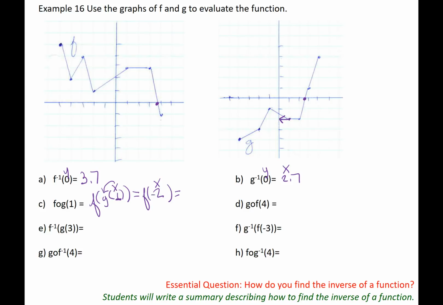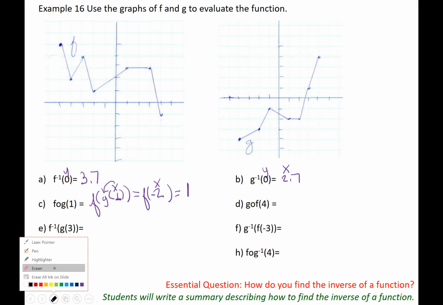So this is -2, and I'm going to go to where it's -2, and that is 1. Okay. All right, I'm going to erase the scribbles on my graph so I don't get confused with the next problem here.